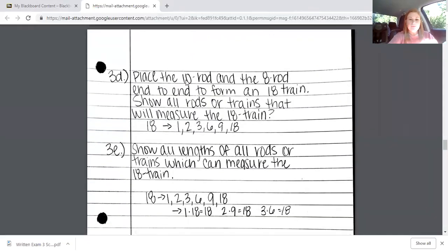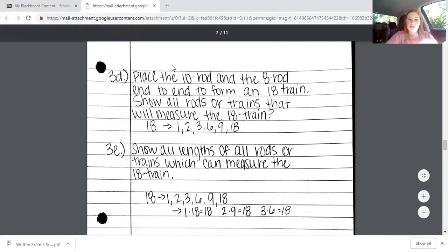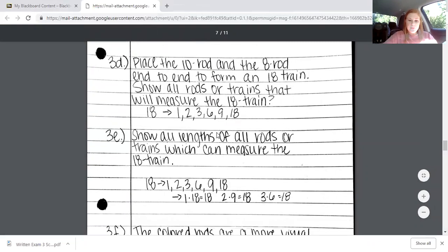And 3D is asking us to place the 10 rod and the 8 rod end to end to form an 18 train. Show all rods or trains that will measure the 18 train. So what we're doing is we're just listing all of those numbers again that we can multiply to get the number 18. So we have 1, 2, 3, 6, 9, and 18.